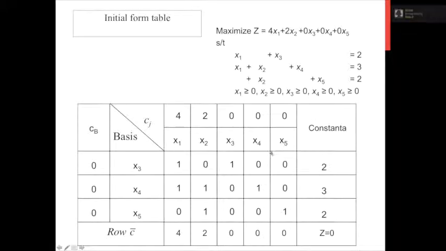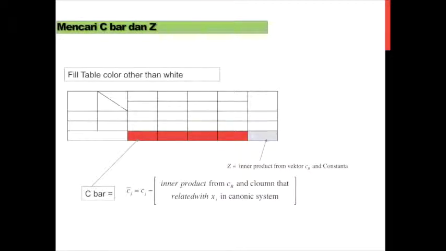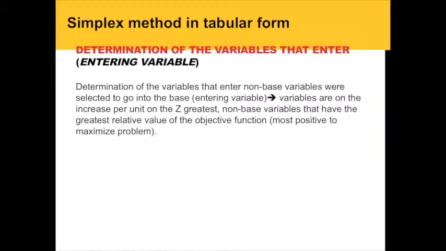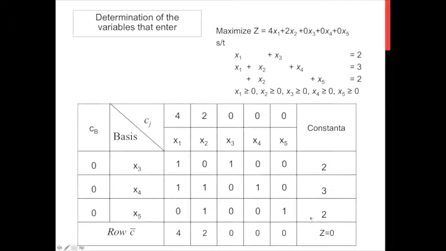Those still give the value 0. And then what now? If you pay attention, because CB is still 0, the row C will still have the same amount as the Z function. So this is just how to fill the row C, and then determine the entering variable: the variable selected to go into the base, which is the non-base variable that gives the greatest increase per unit in Z.